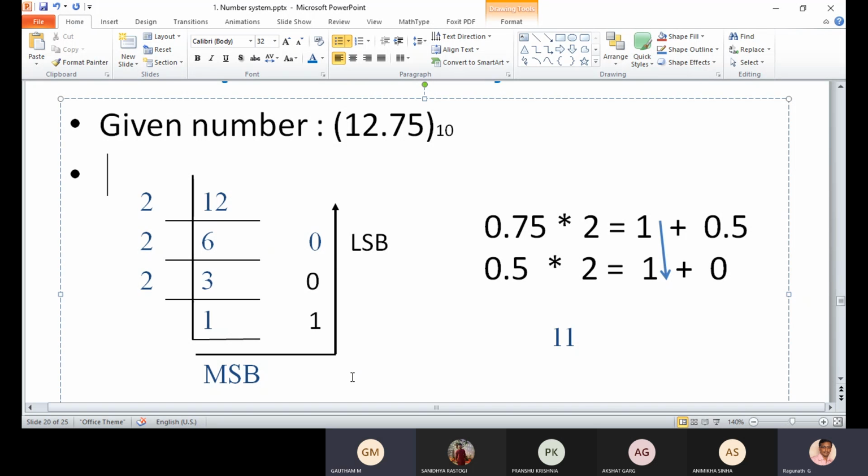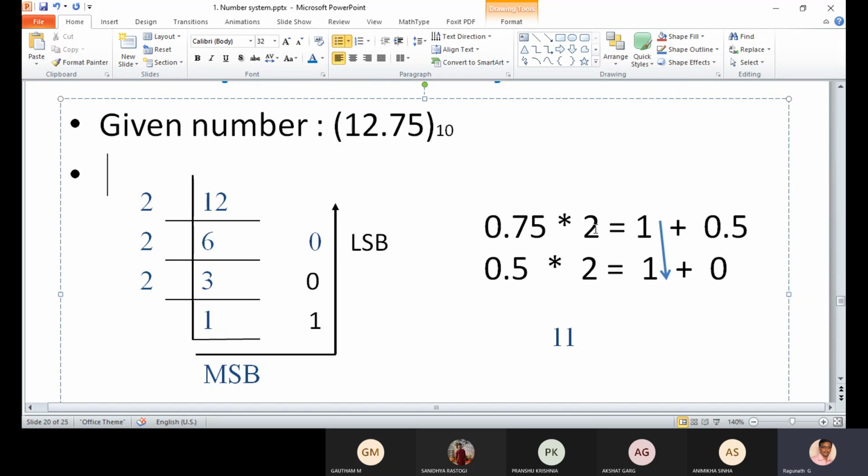Okay. So whole number conversion means you should remember the division. And the process, you know how and when to stop. And for the fractional number, just the opposite: you have to multiply by the base value of the destination number system. Okay, the base value is what? 2 for the binary number system. You should multiply. So 0.5 into 2, how much?